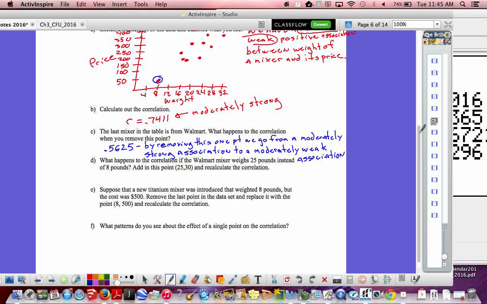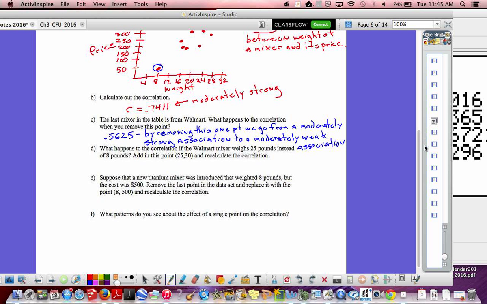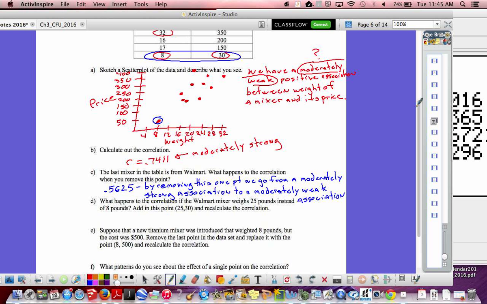Now, we're going to have some even more fun. It says, what happens to the correlation if the Walmart mixer actually weighed 25 pounds instead of 8 pounds? So we're going to add the point (25, 30) and recalculate the correlation. What if I put in the point (25, 30) and put the point right here? I'm going to take that point and move it around a little bit. You're going to see how this can drastically change your correlation coefficient.